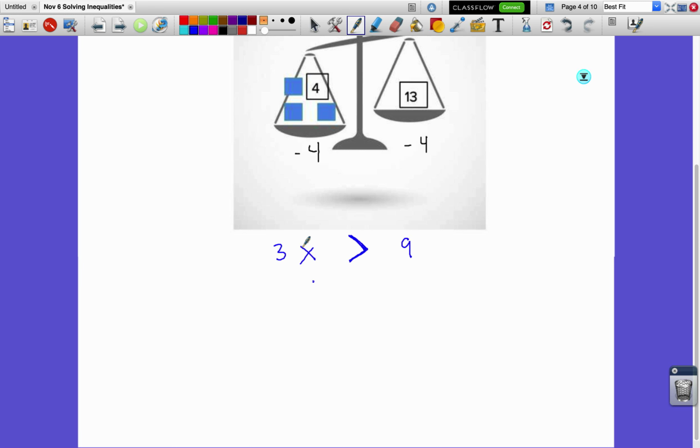So this side's weighed down more. This side is a bigger number. So we put this little alligator in here that wants to eat the bigger side. This is called a greater than symbol. All right, now we can divide both sides by 3. And we can get that x is greater than 3. We don't know what x is, but we know that whatever it is, it must be bigger than 3.